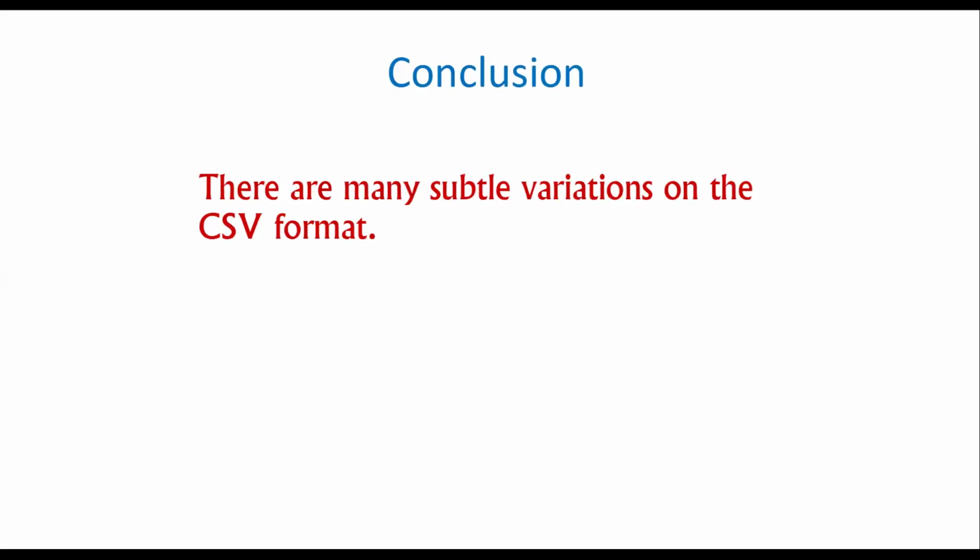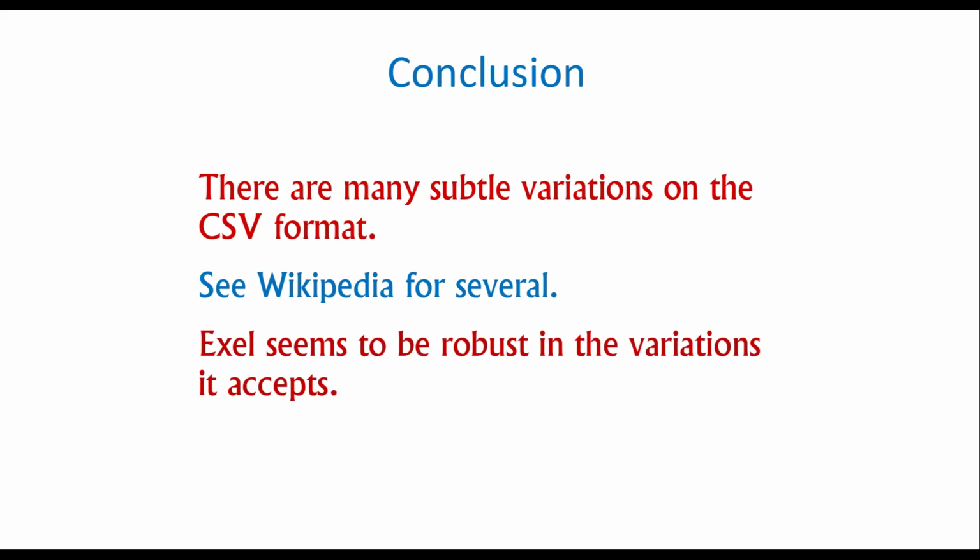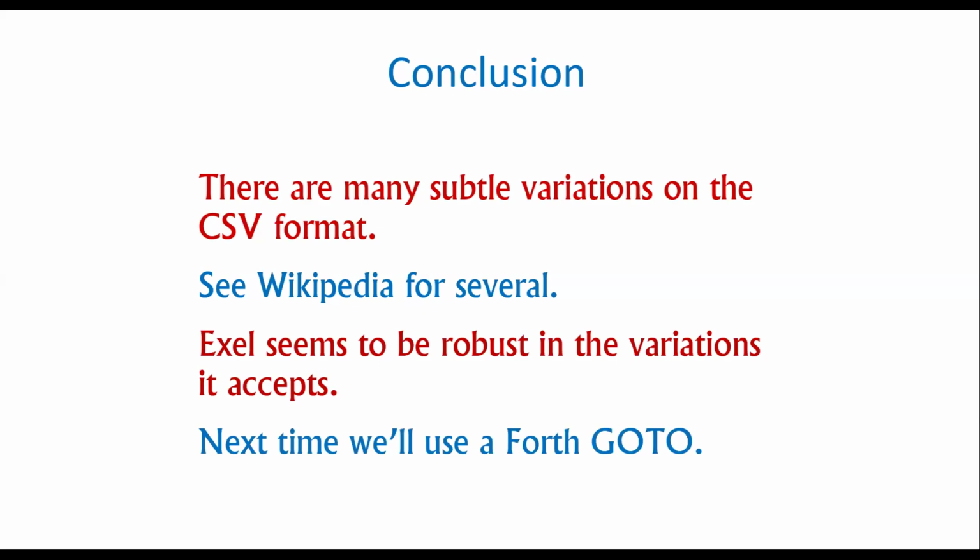So to conclude, there are many subtle variations of the CSV format. I looked it up on Wikipedia, and I found out there were several alternatives on it. In some cases, the double quotes for reserved characters do not delimit at the beginning and the end of a data field, but the transition to a literal field can be done inside a field. Excel seems to be robust because it appears to accept a variety of input CSV formats. It always generates the same consistent format, which is the one we handled here today, but it does seem to be robust in handling a lot of variations.